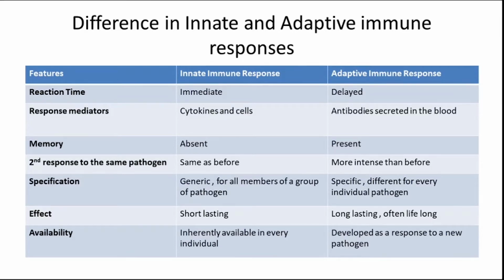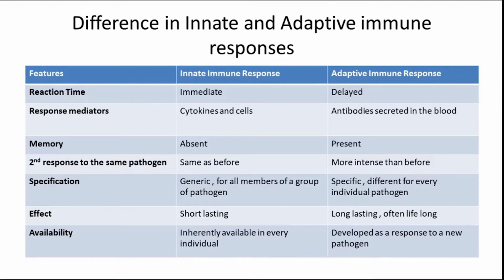Because of this, whenever a second exposure to the same kind of pathogen happens in the body, it usually comes with a more intense response compared to the first exposure with the same pathogen, because after the first exposure the body has a memory against that pathogen, and because of that memory the second response against the same pathogen is supposed to be more intense compared to the earlier response.